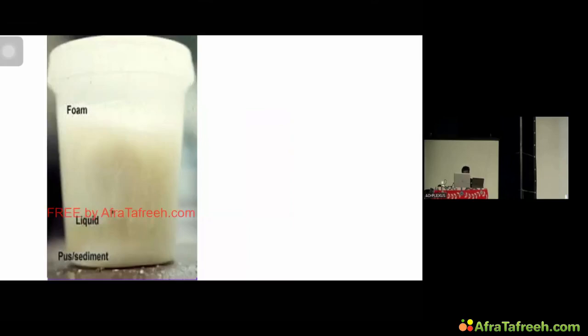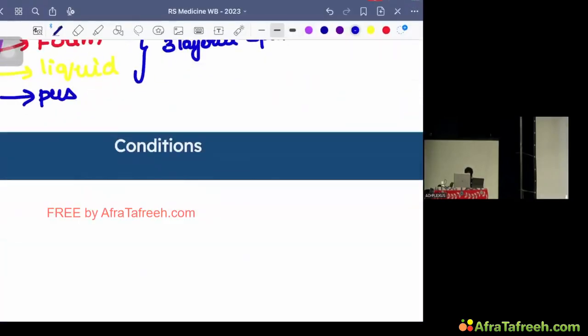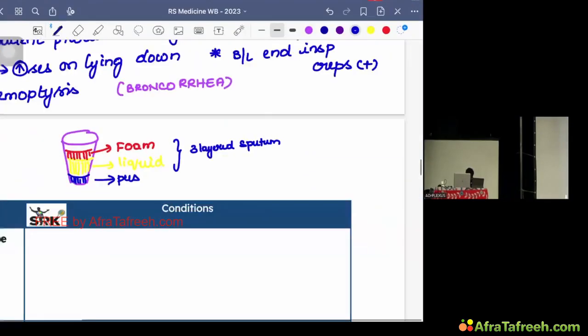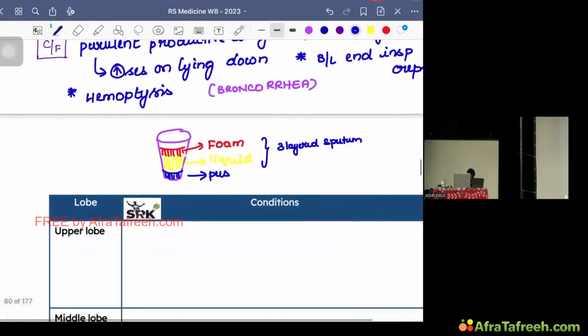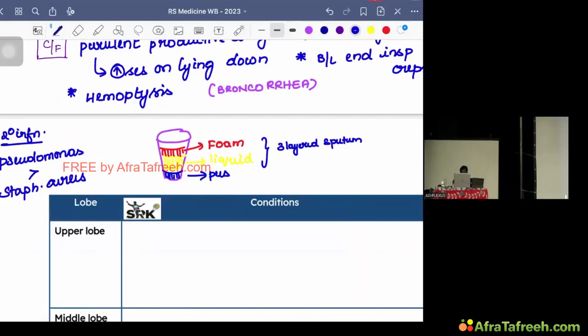These patients can get secondary infection, and the secondary infection is more common with Pseudomonas than Staph aureus. Pseudomonal infection is more common than Staph aureus. So it is most commonly associated with Pseudomonas.